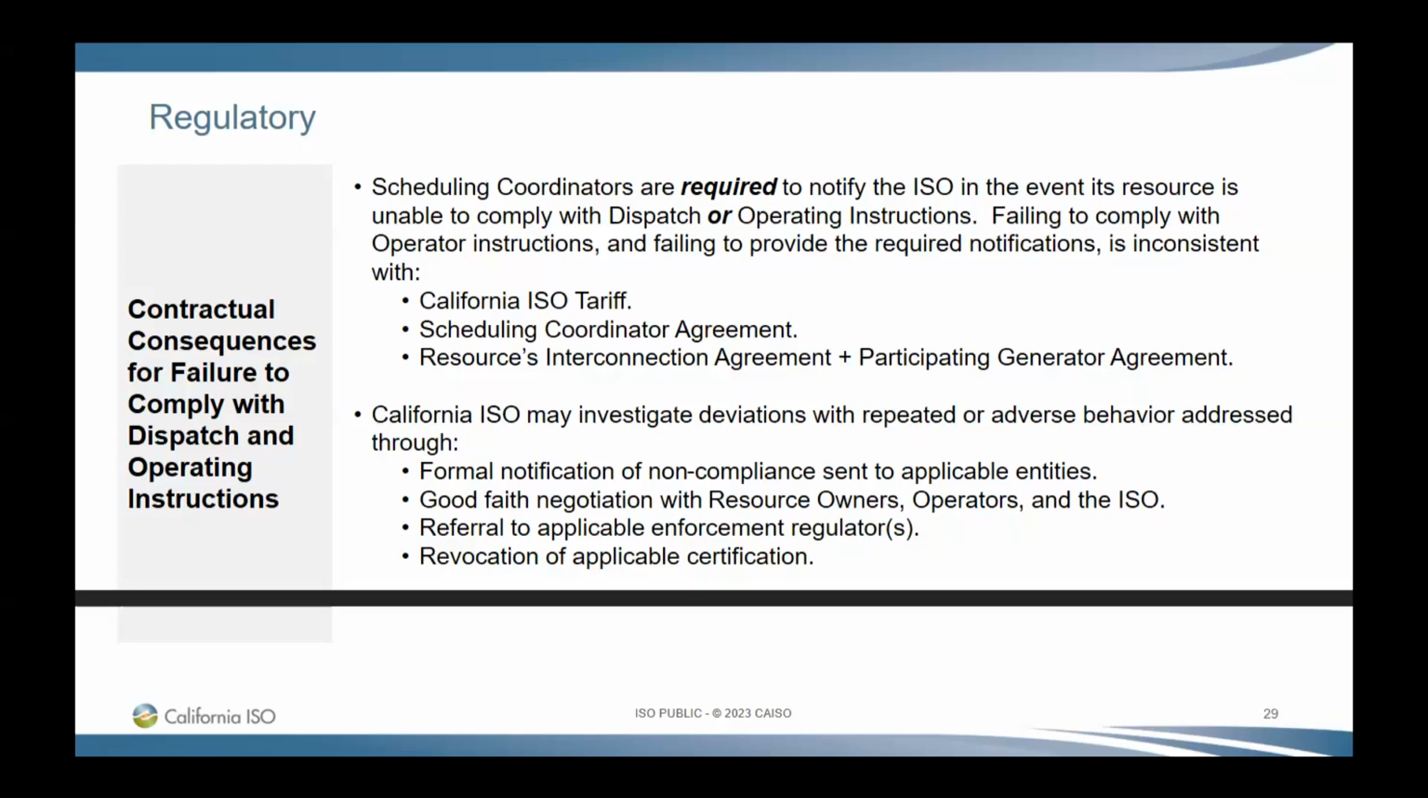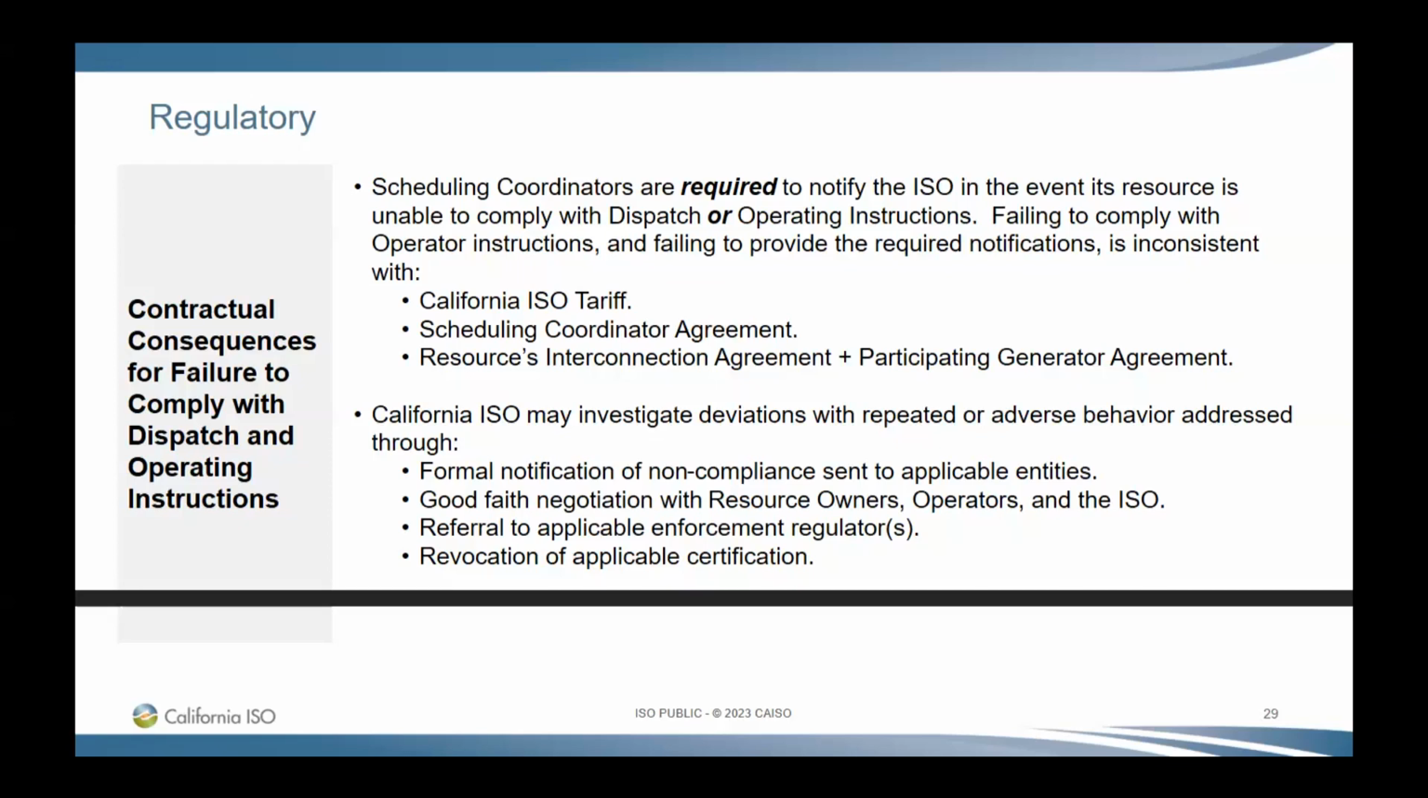So, by participating with the ISO, you've already agreed to these standards. So that's why you are required to follow these instructions. The ISO may end up investigating these deviations if we find that there's repeated or adverse behavior, and we might address that through formal notifications of noncompliance.